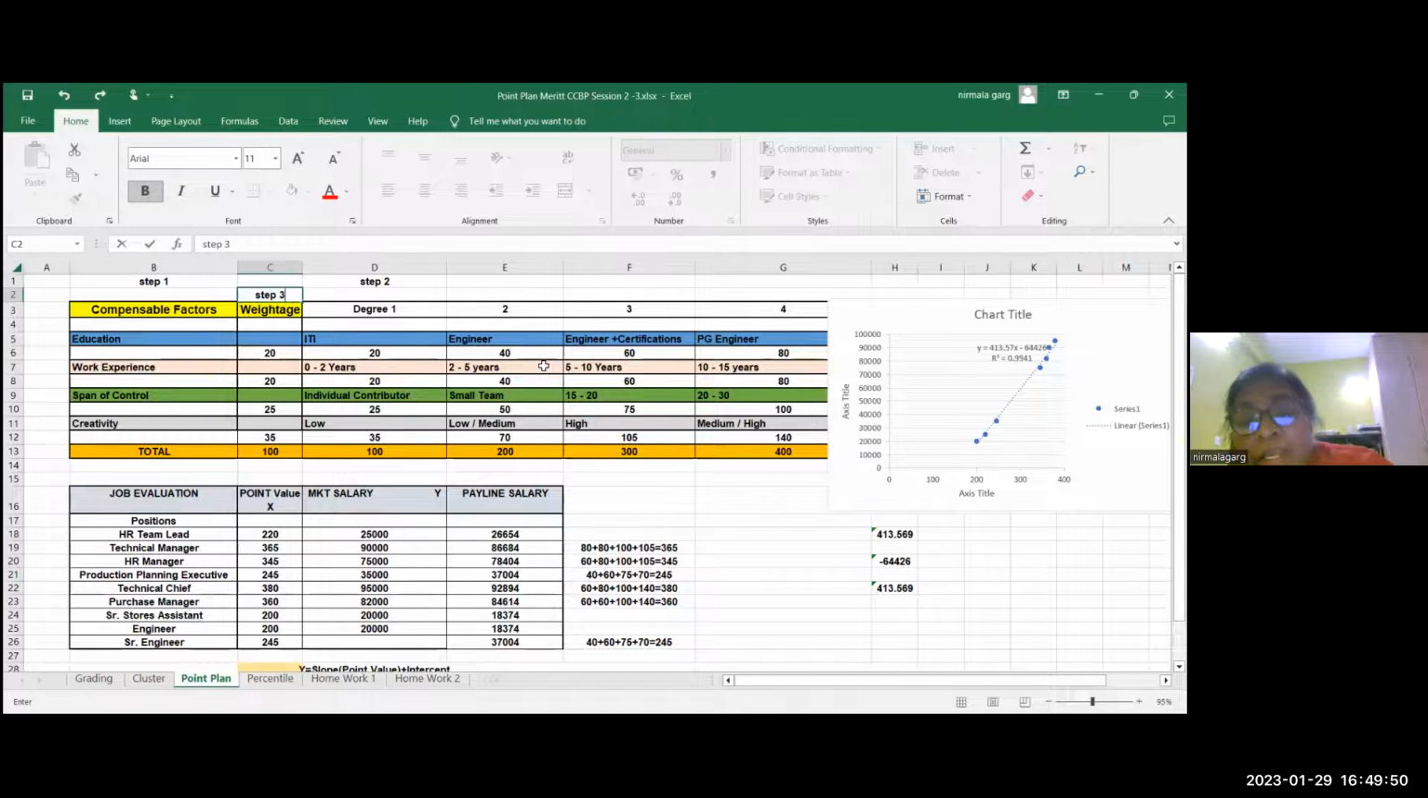Now, having said that, you try to fine tune your descriptors, populate the plan, and then evaluate the job and assign points. Now, how do you do that? Say, for example, I have a position with a job description as an HR team lead. As per the job description, I will say, hey, the education for this HR lead is, say, for example, a post-graduation. Okay. So how many points will I give?